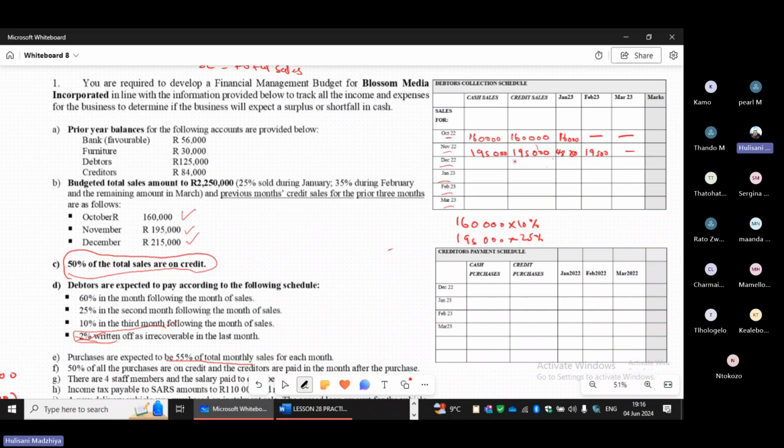And then December, you're going to have 215, which is going to be the same as your cash sales.